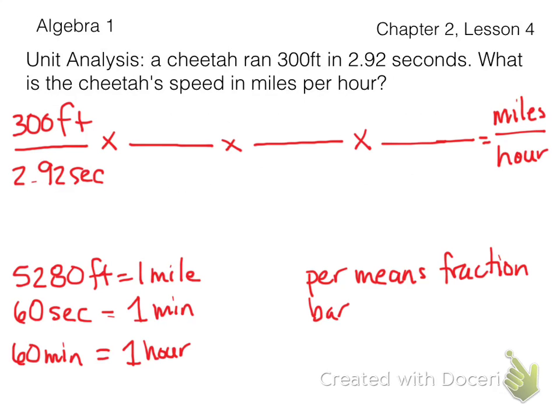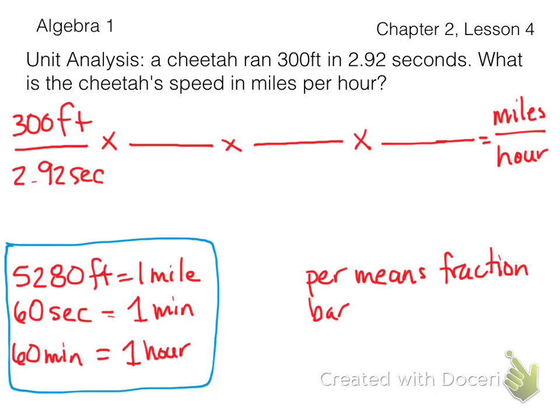So let's go look at an example problem. And the example problem is about a cheetah. So a cheetah runs 300 feet in 2.92 seconds, and we want to know what the cheetah's speed is in miles per hour. So a lot of information we need to use is things that equal each other. We know that 5,280 feet is equal to a mile, and we know that there are 60 seconds in a minute and 60 minutes in an hour.